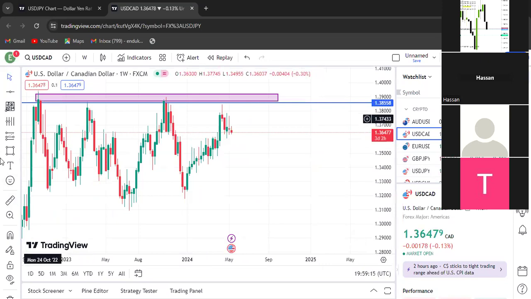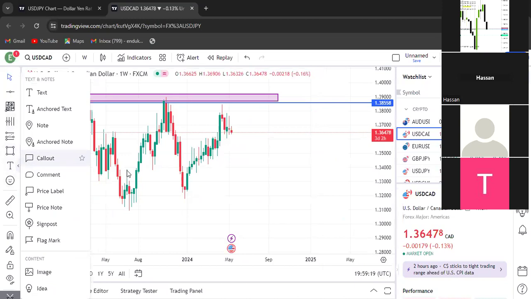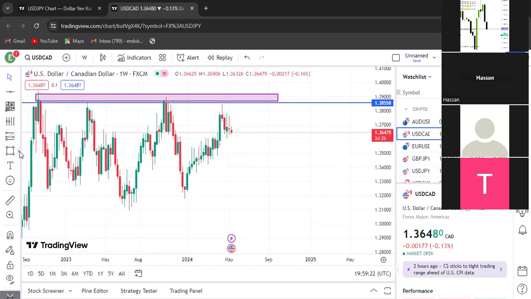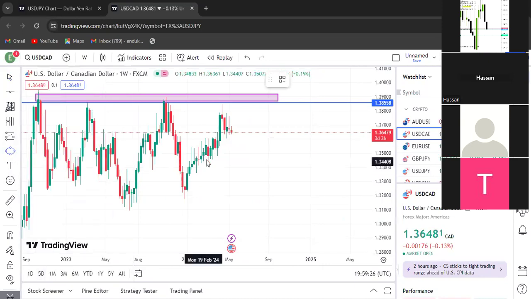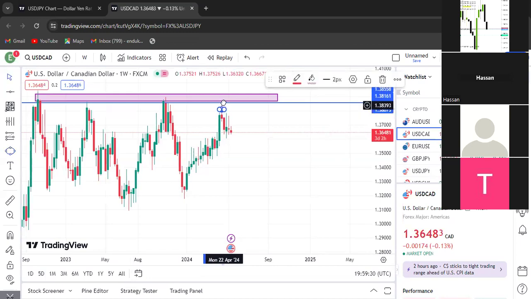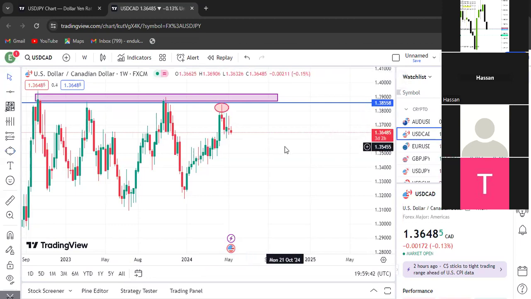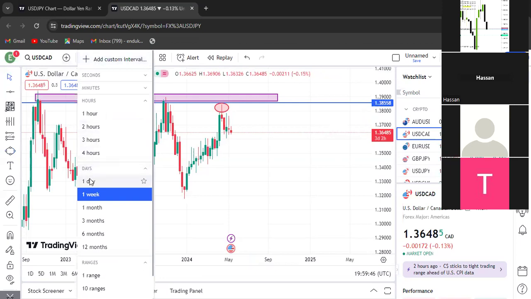candle. So let me just, if I want to mark something like this, I'll use, okay, not yet. I'm using this ellipse to mark it. Okay, I've marked it. Hope you have seen it. So let's go to lower time frames and see.